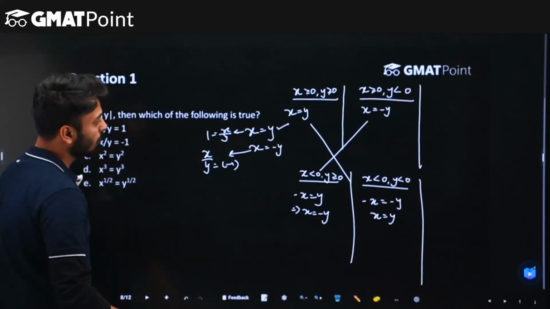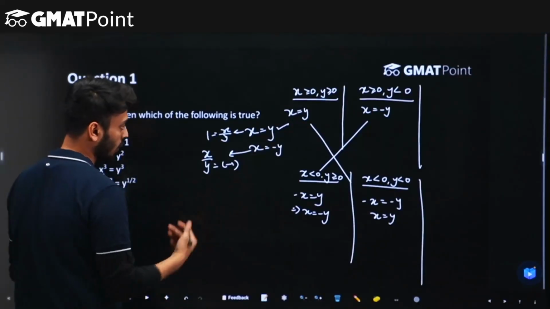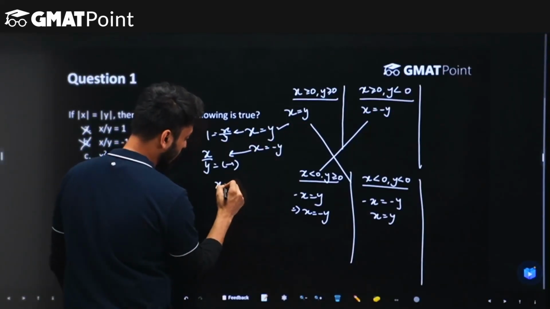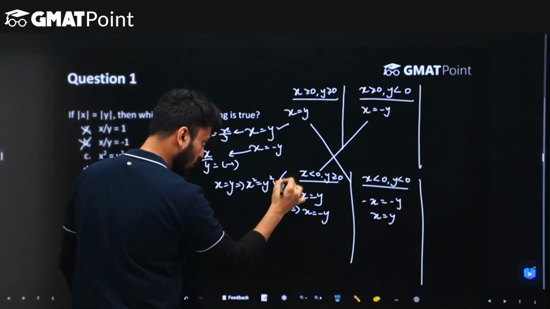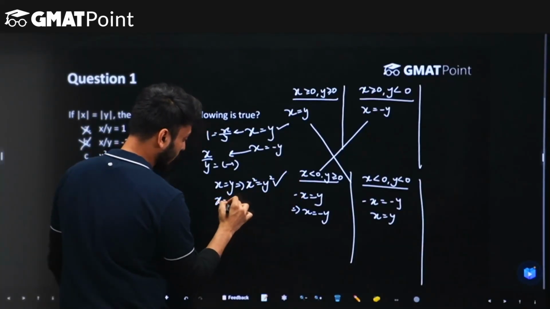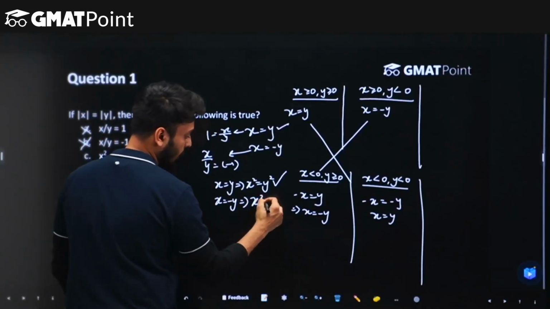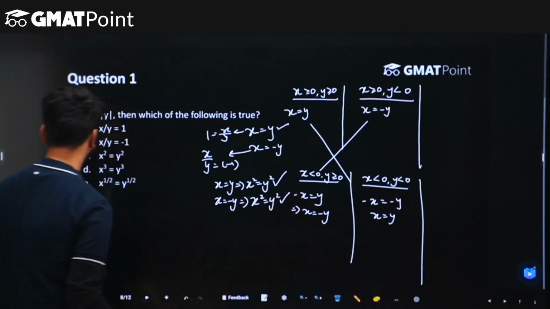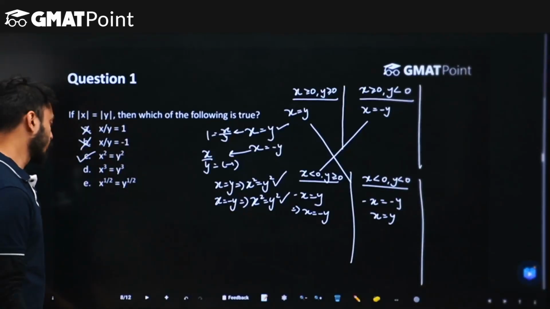Is x square going to be equal to y square? In the first case, x equal to y will have x squared equal y squared. So that is true. In the second case as well, when we square both sides, the negative goes away and we'll have x square equal to y squared as well. So this is always going to be true. Let's look at the remaining two options as well.